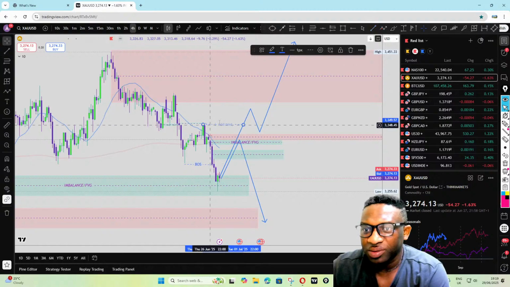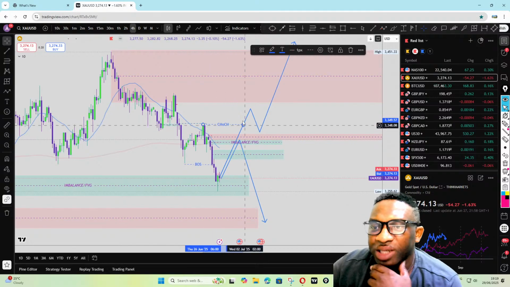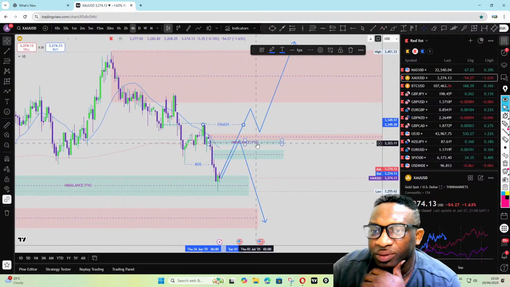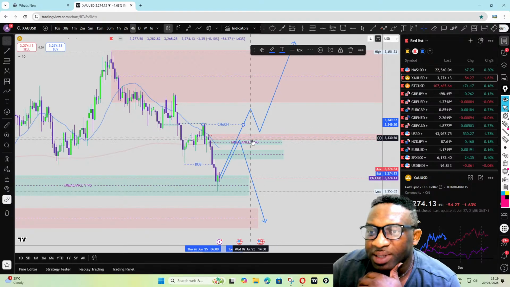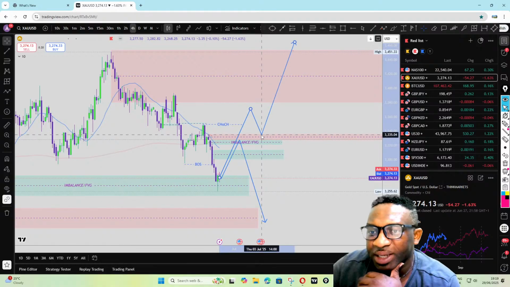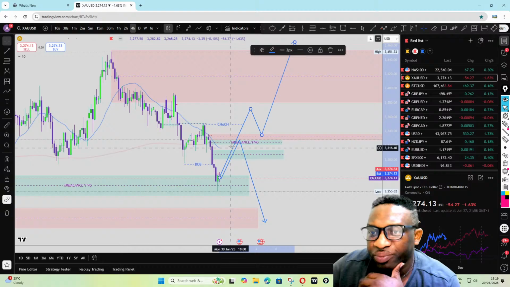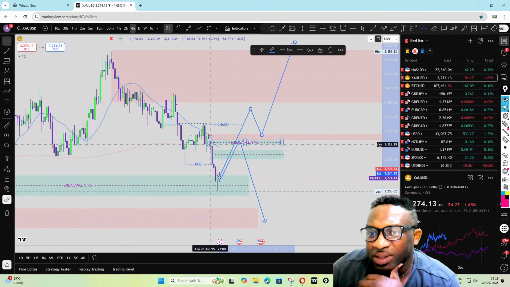If we break this structure here, or if we cause a change in character here, then we expect price to pull back to at least somewhere here before shooting off. So if anything, we'll be targeting here as it breaks above this area of imbalance and the supply area. It could come back to test it.